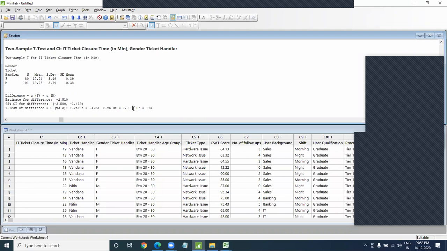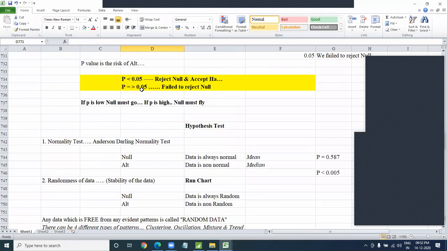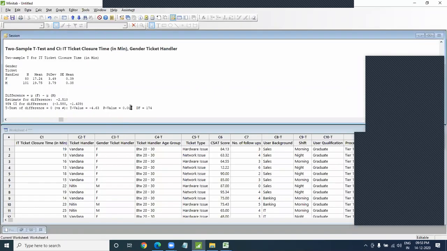Alternate, right. This is less than 0.05. When your p-value is less than 0.05, it is going to be alternate. If you look at this, the p-value is less than 0.05, so you have to go with alternate. A p-value less than 0.05 confirms that there is a relationship.